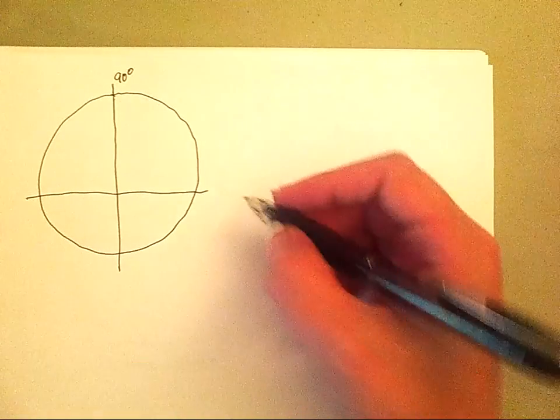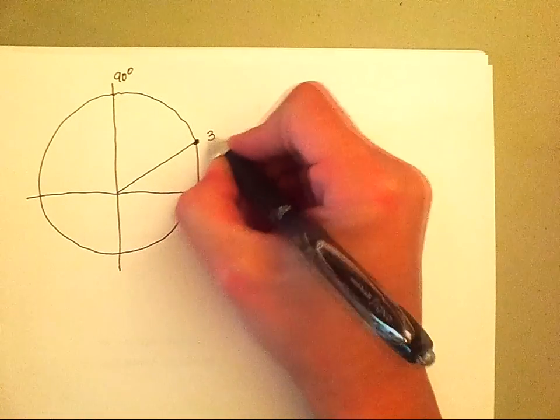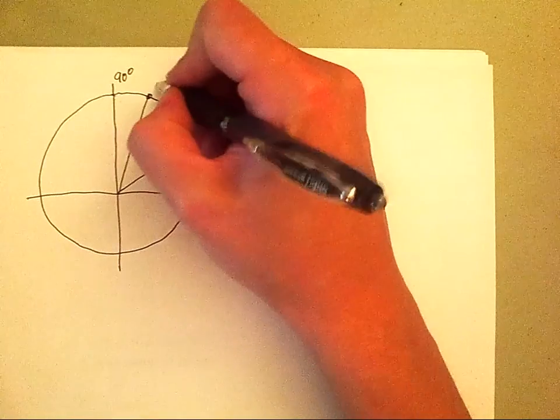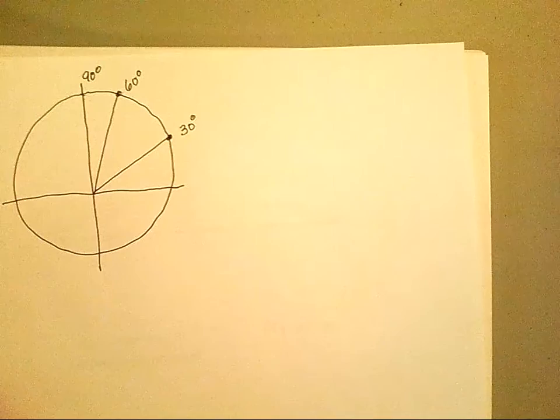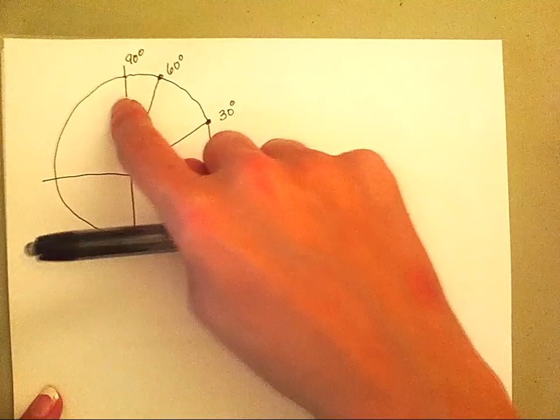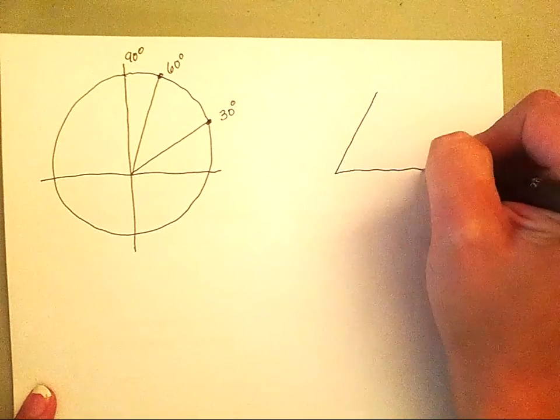So if this is 90 degrees, a very easy angle for us to find would be here at 30 degrees, and then also up here at 60 degrees. Okay, so we're trisecting the angle of 90 degrees. Alright, how are we going to do that?